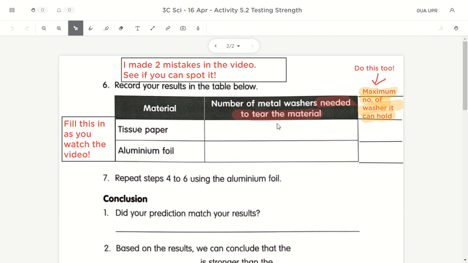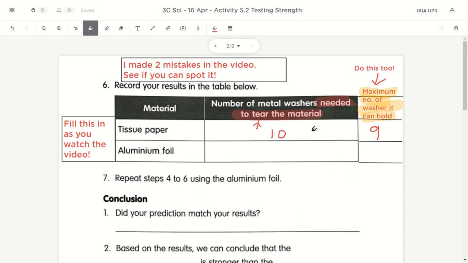If you include this part, I will really appreciate it. If you watch the video and pause it, you will see that at washer number 9, it is still okay for tissue paper. We started off with the tissue paper first, followed by aluminum foil. So let's talk about tissue paper. At washer number 9 it is still okay. So the maximum number of washers that tissue paper can hold is actually 9, because at washer number 9 it is still holding on. It's only when I try to put washer number 10 that it starts to tear.